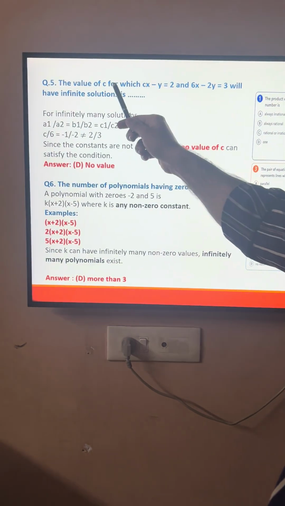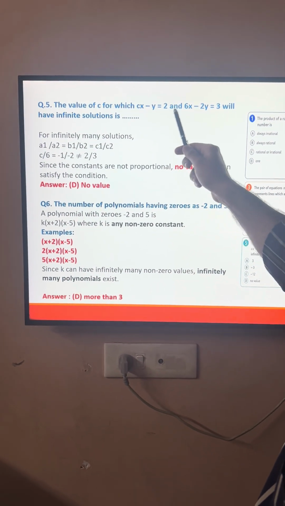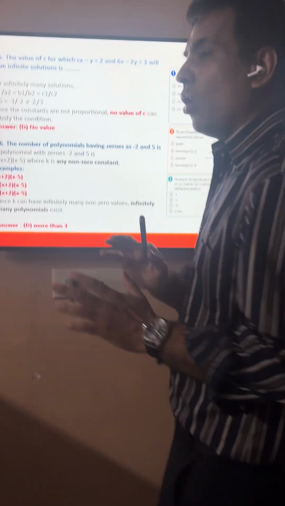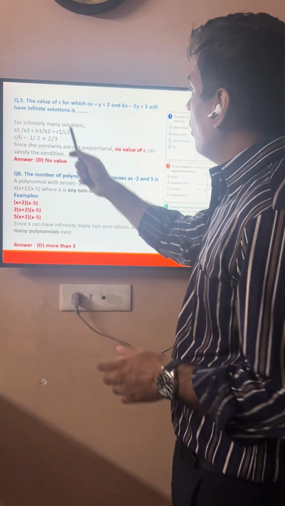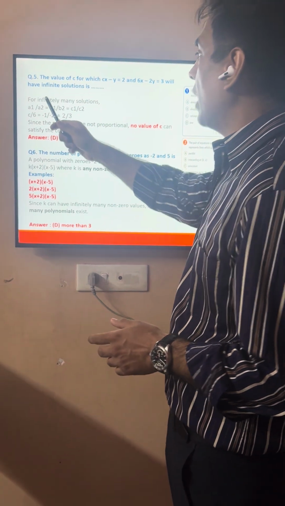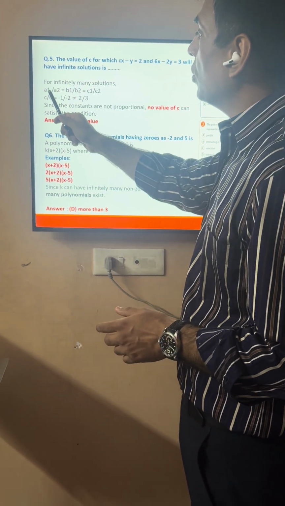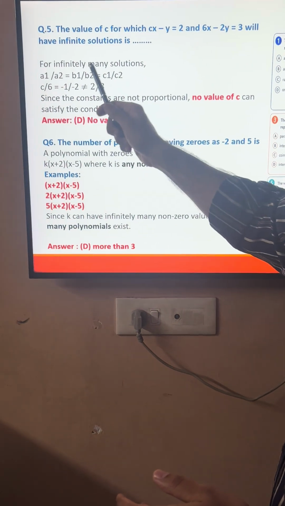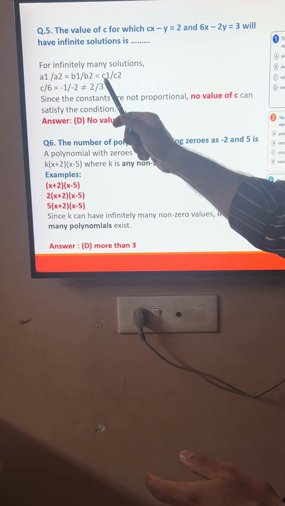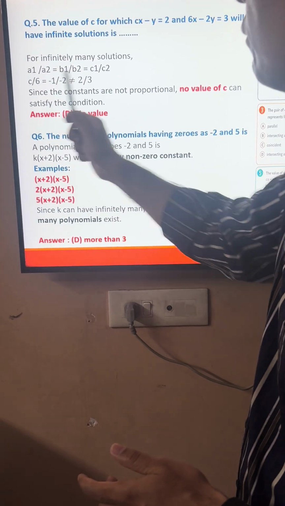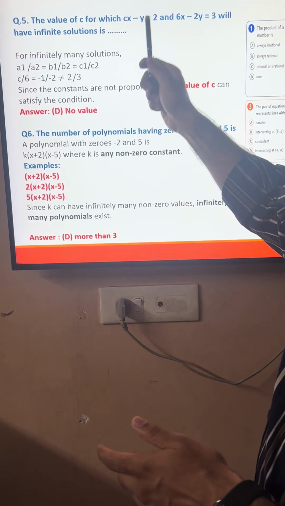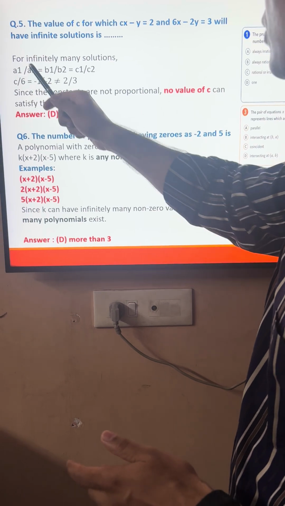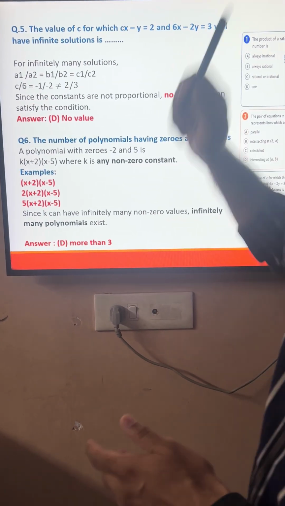The value of C you need to calculate, for which these two equations will have infinite solutions. Now by now all of you know, for any system to have infinite solutions, A1 upon A2 must be equal to B1 upon B2, and that must be equal to C1 upon C2. These are of course the coefficients of X, Y, and C1 is the constant. 1 is for the first equation, and 2 is for the second equation.